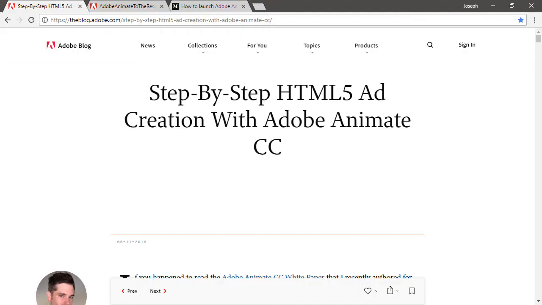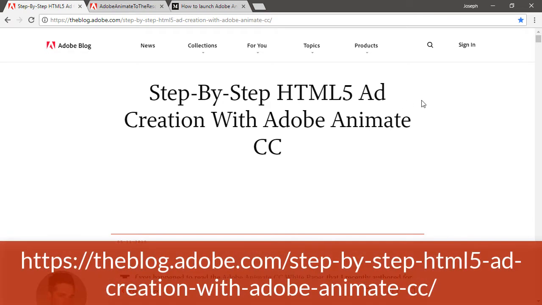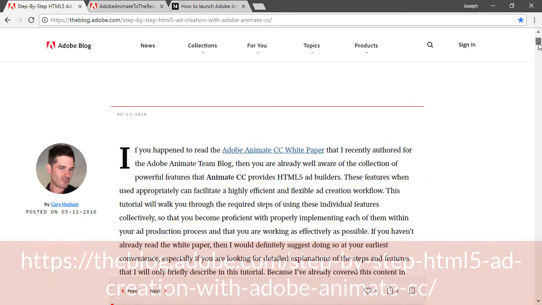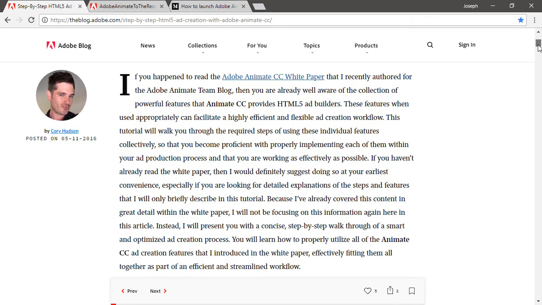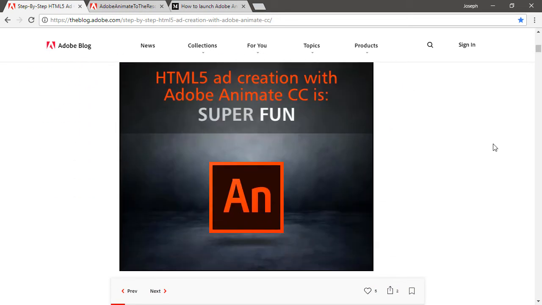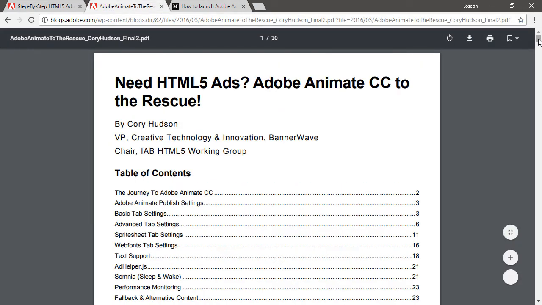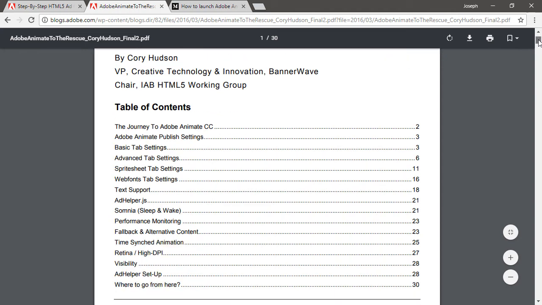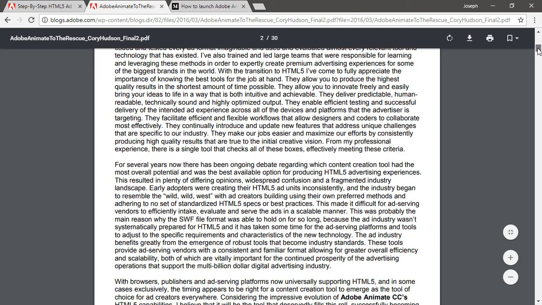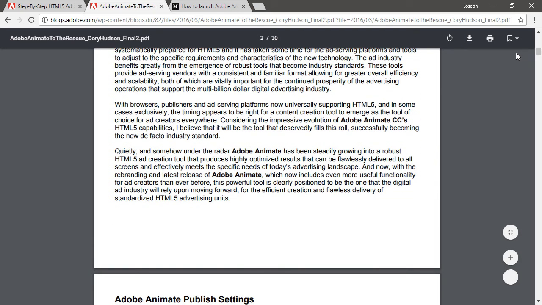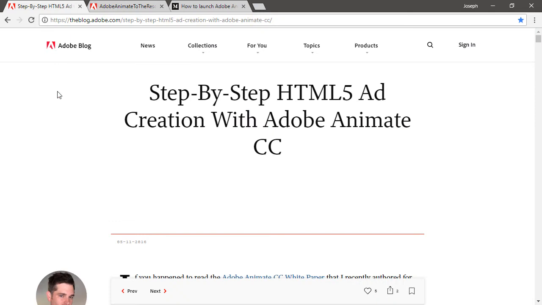Some resources that you might want to look at include this step-by-step HTML5 ad creation with Adobe Animate CC article written by Corey Hudson. It's a few years old, but it's actually very good at going over ads inside of Animate CC. There's also an extensive white paper available to help you along your way in creating industry standard ads within Animate. This white paper is actually linked off from this initial post that I mentioned.